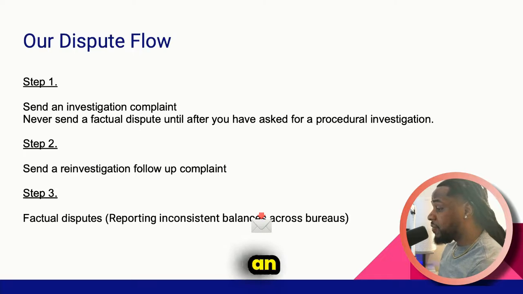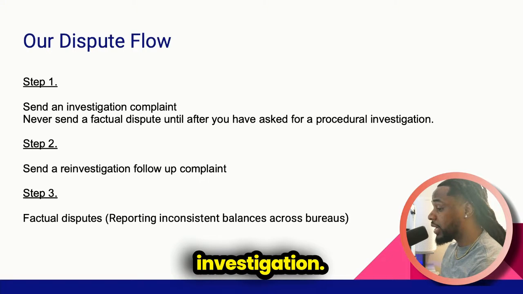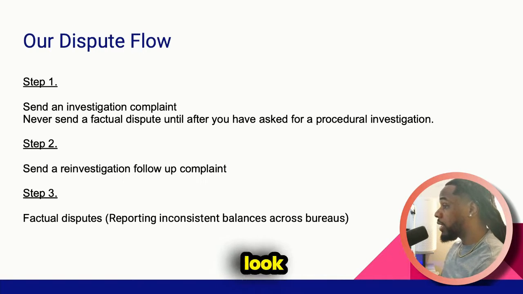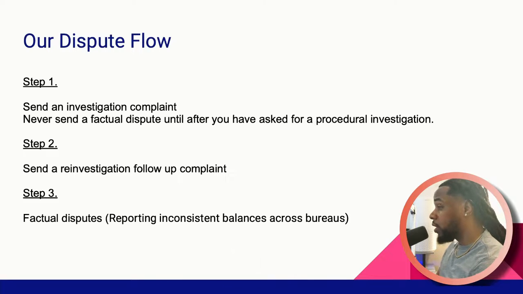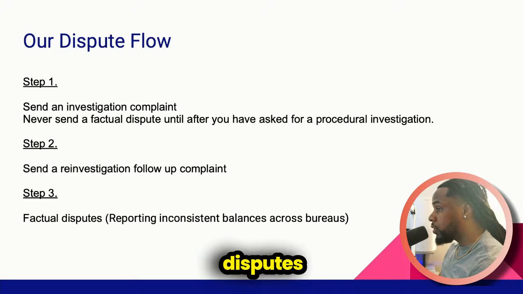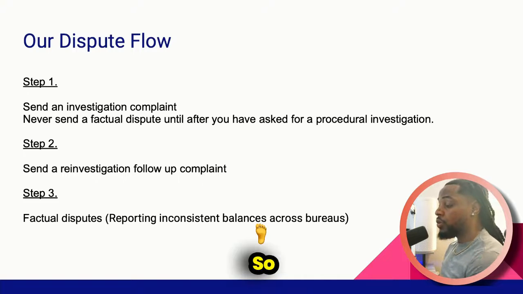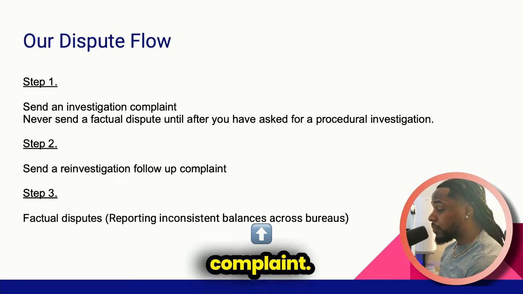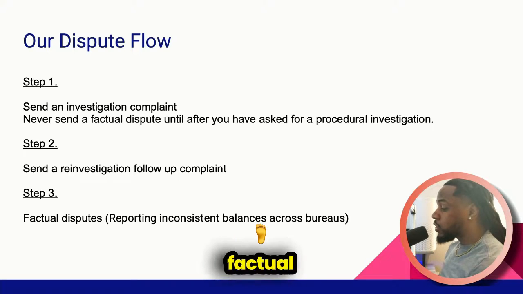We're going to send an investigation complaint. We never send a factual dispute until after you have asked for a procedural investigation. And we've talked about this. If we look at the FCRA, it tells us that we can ask for a deletion after a reinvestigation, which means we have to have a procedural investigation. Then we have to have a reinvestigation. After that, we can start hitting them with factual disputes to get our deletions. So step 2, we send a reinvestigation and a follow-up complaint. And step 3 is a factual dispute.